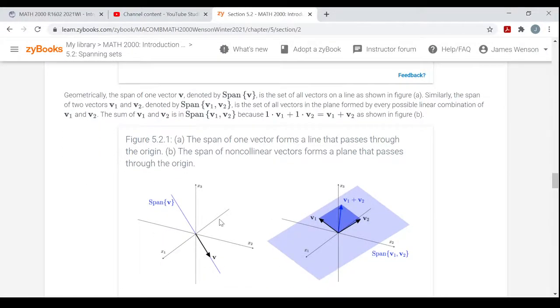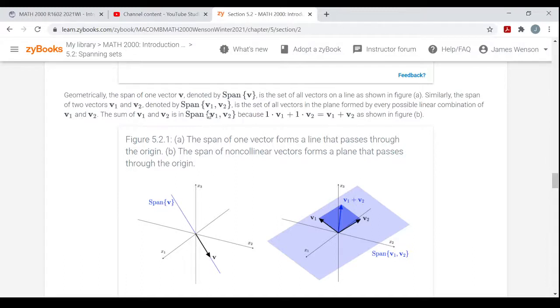If I'm in R3, the span of a single vector, the span of v, is going to form a straight line containing the origin. All the vectors that are linear combinations of one vector are just scalar multiples of that vector. So you get all these vectors that form a line running in the same direction or the opposite direction as v.